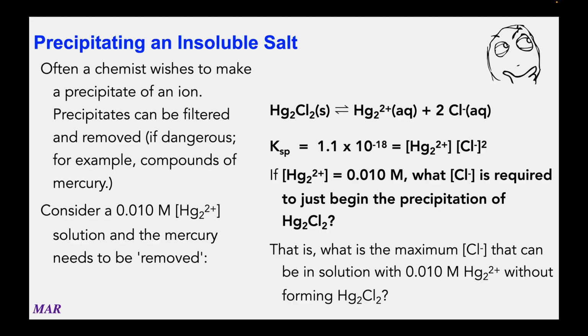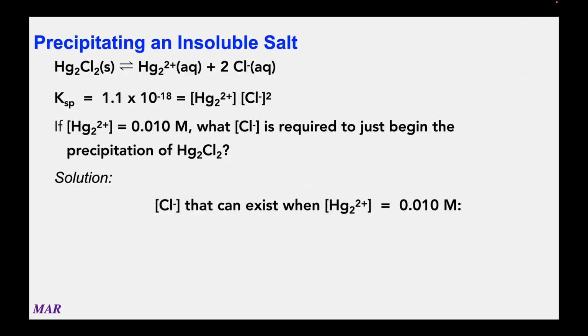So what we'd like to know in this first part is how much chloride can we add in solution without forming Hg2Cl2? Like, what is the threshold chloride amount that's needed to just begin precipitation of this solid? So we want to know if we need to have kilograms, or can we add micrograms? That's the kind of question that this would answer. It's not too hard to figure out.